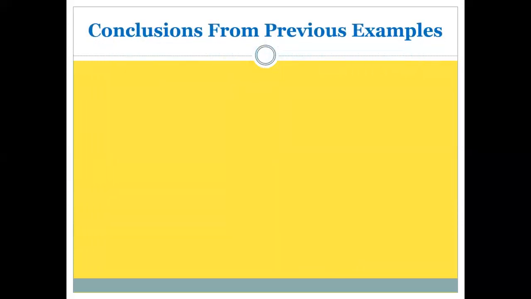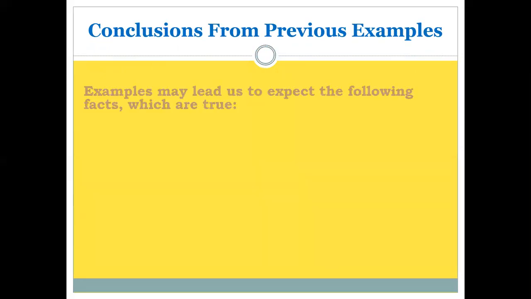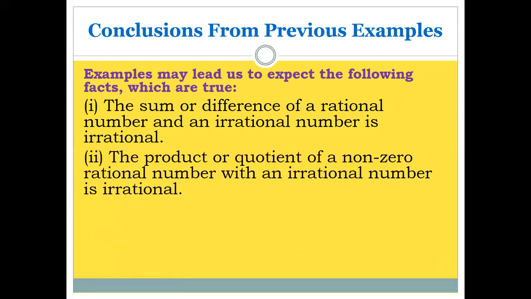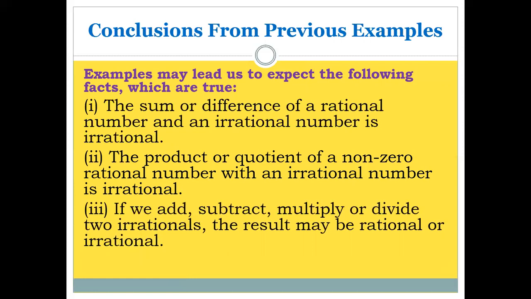So we conclude from these examples and the previous slides that the sum or difference of a rational number and an irrational number is irrational. The product or quotient of a non-zero rational number with an irrational number is irrational. If we add, subtract, multiply, or divide two irrationals, the result may be rational or irrational.